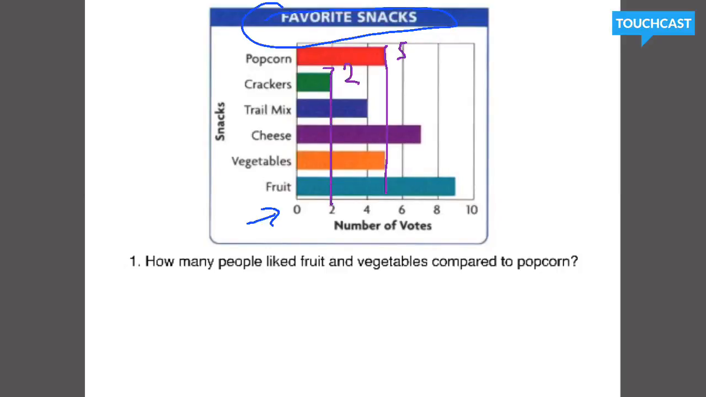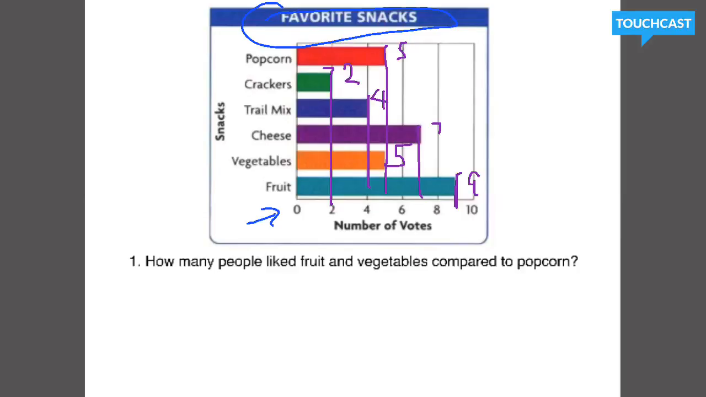Trail mix, you can check off your work as you do this. Trail mix is 4. It's right on the line. Cheese is now somewhere halfway between 6 and 8. And halfway between 6 and 8 is 7. Easy. And vegetables, the same as popcorn. It's halfway between 4 and 6, so this one must be 5. And fruit is in between 8 and 10, so that must be 9.